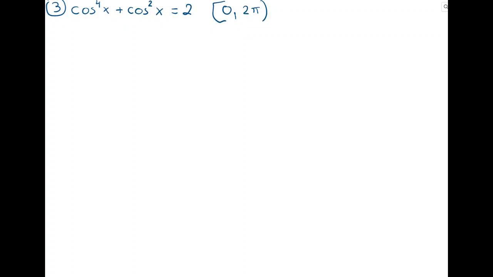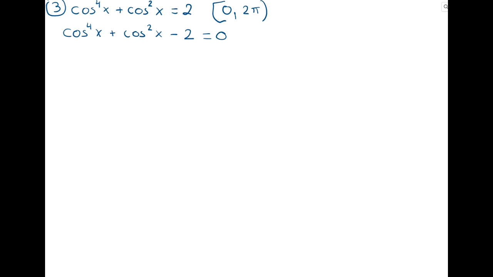Right, here we go. Number 3, cosine to the fourth power of x plus cosine squared of x equals 2, and we are going to solve that on the interval from 0 to 2 pi. The first thing I want to do, I have powers here in my trig function, so I'm thinking I probably have to factor something out here. I want that equal to 0, so I'm going to move that 2 across the equal sign first, so subtract 2 from both sides. So I have cosine to the fourth power of x plus cosine squared of x minus 2 equals 0.